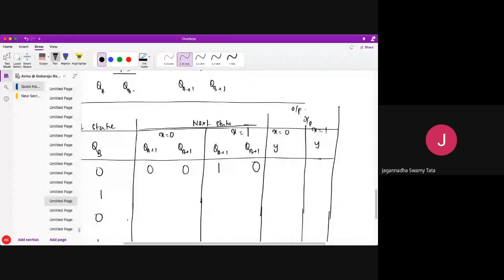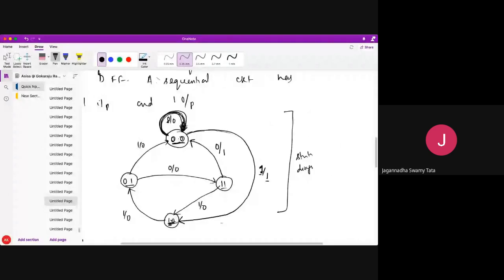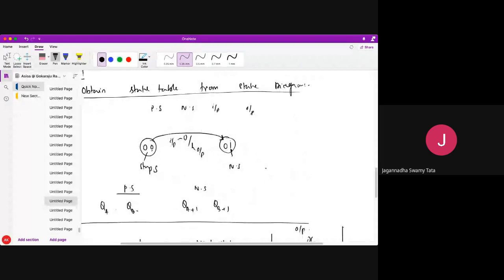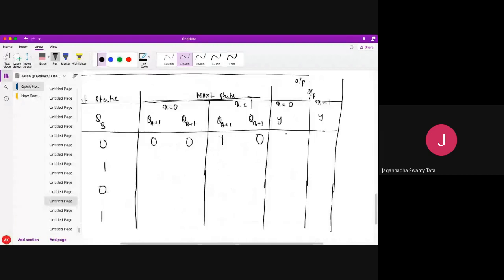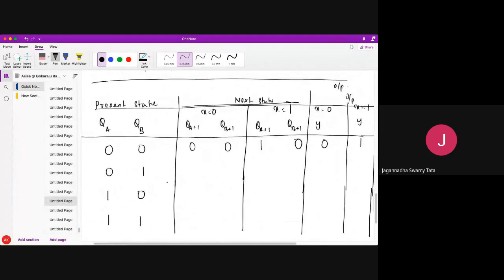Understand? So now what is my output? For input 0, my output is 0. For input 1, my output is 1. So we can write down here 0 and 1. Do you all understand how I got this row? I just looked at the state diagram and implemented it in the state table, nothing else. I am just deriving my state table from the state diagram only.